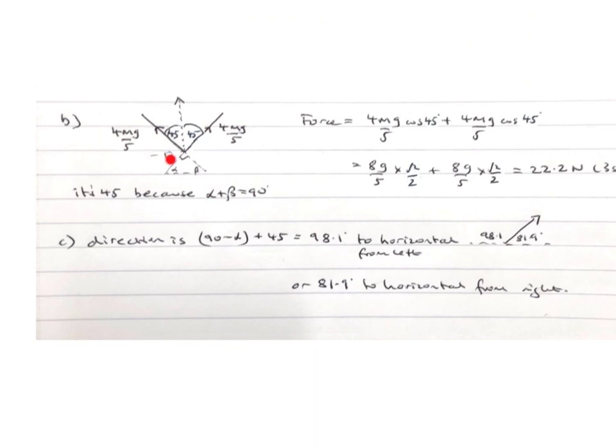And the direction, we can work that out. Because we know this angle here is alpha, it's alpha there, so it's alpha there. Because that's alpha, then this angle here is 90 minus alpha. So it's 90 minus alpha plus 45 to the horizontal from the left, which works out to be 98.1, or take away from 180, 81.9 to the horizontal from the right.